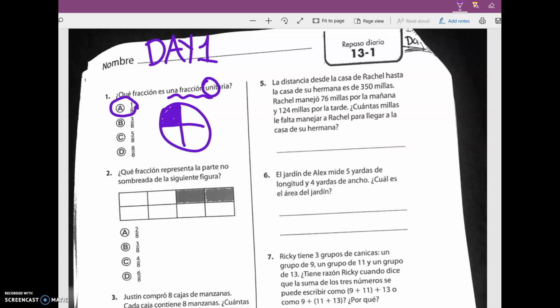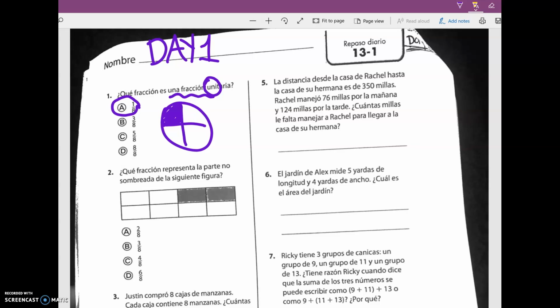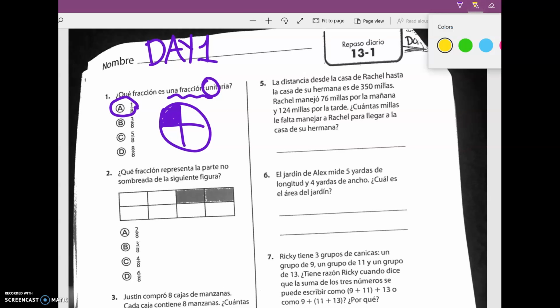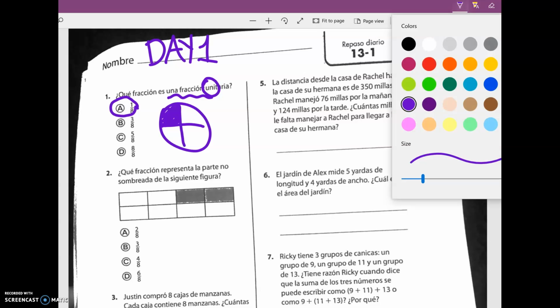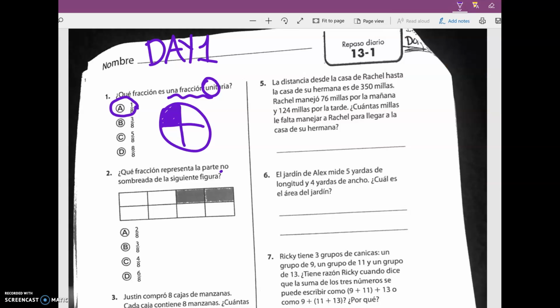Aquí, ¿qué fracción representa la parte no sombreada? Did that trick you? It almost just tricked me. Oh, it won't let me highlight. Okay, well, we're going to have to just deal with it. No sombreada. Así que 1, 2, 3, 4, 5, 6 octavos. La D. If you said 2 octavos, aquí la A, you got tricked.